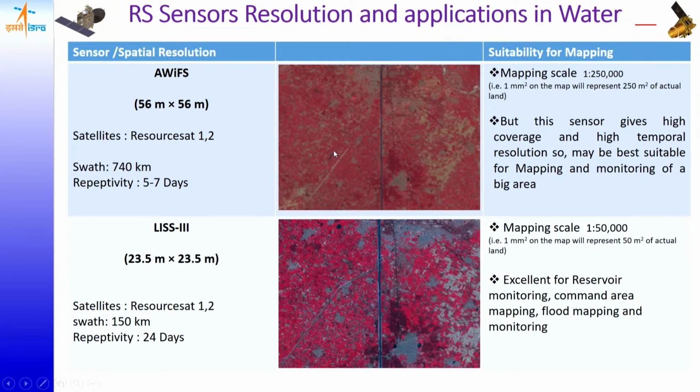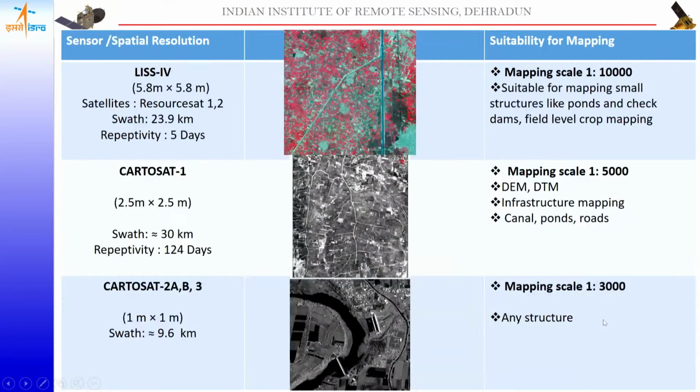And depending upon the spatial resolution, for example, if it is AWiFS data, the mapping scale will be 1 is to 250,000, and it gives high coverage and temporal resolution. And if you are using LISS-3 data, the mapping scale will be 1 is to 50,000, and it will be used for various reservoir monitoring, command area mapping, and flood mapping.